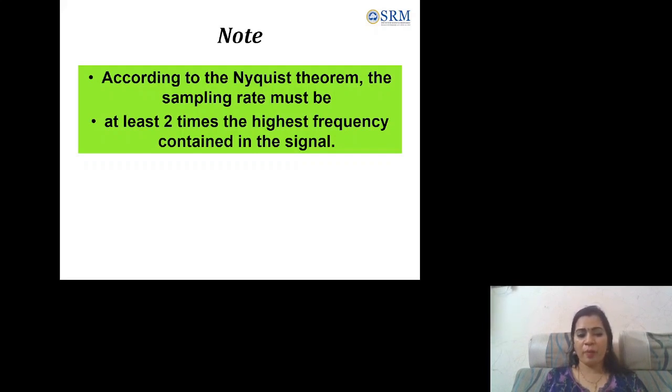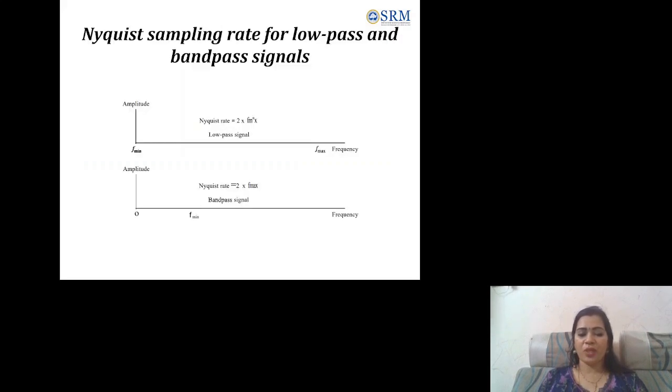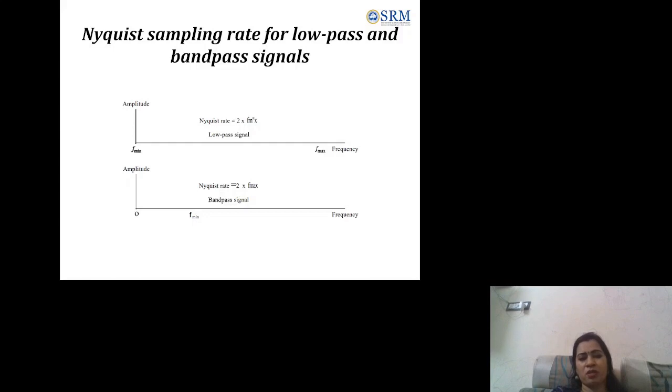Actually we need to elaborate on this theorem at this point. First, we can sample a signal only if the signal is band limited. In other words, a signal with infinite bandwidth cannot be sampled. Secondly, the sampling rate must be at least 2 times the highest frequency, not the bandwidth. If the analog signal is low pass, then the bandwidth and the highest frequency are the same value. If the analog signal is band pass, the bandwidth value is lower than the maximum frequency. So this is called the Nyquist theorem.